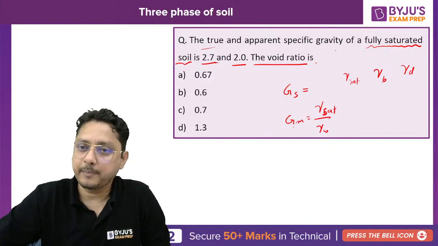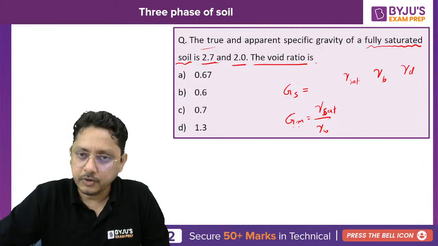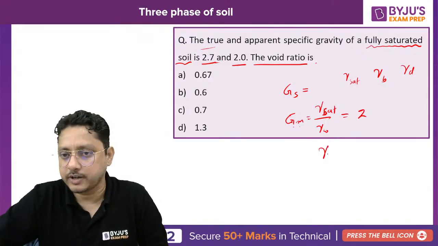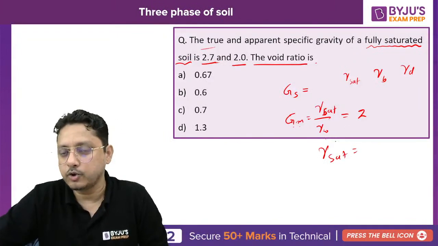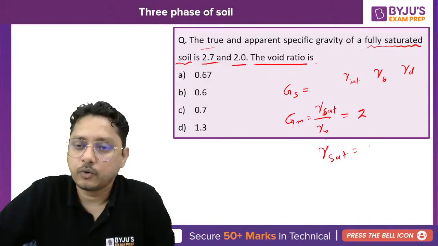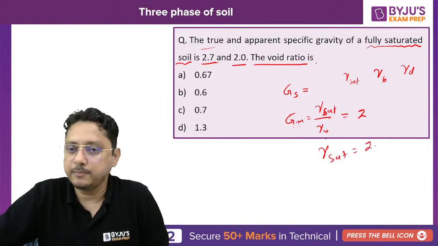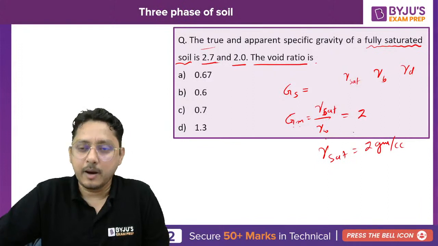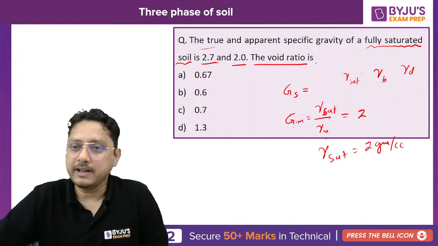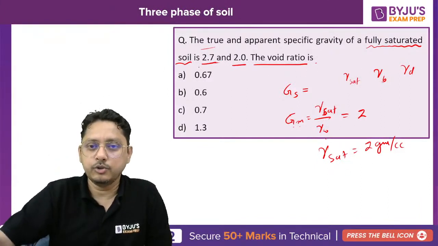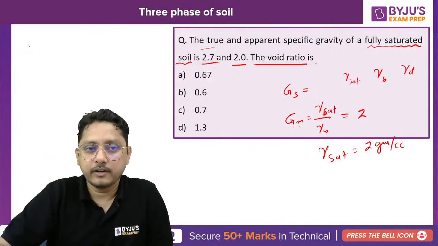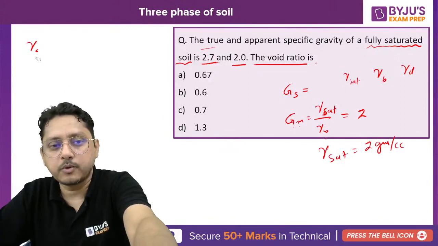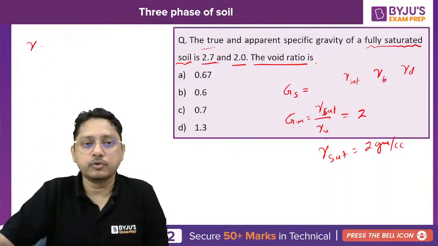Fortunately, the information has been given. The apparent specific gravity is given as 2, so gamma saturated will become simply 2 into gamma W, and if I consider gamma W as 1, that is 1 gram per cc, it will become 2 gram per cc. The gamma saturated is now 2 gram per cc. He's asking what the void ratio is. As I told you, it is a fully saturated soil. Now remember the formula as I gave you; I'll be using those formulas, that's all.